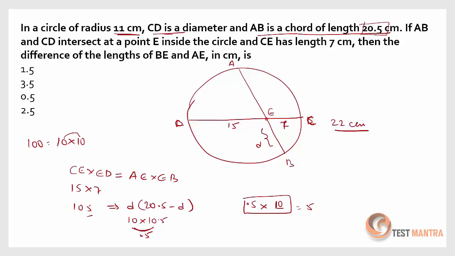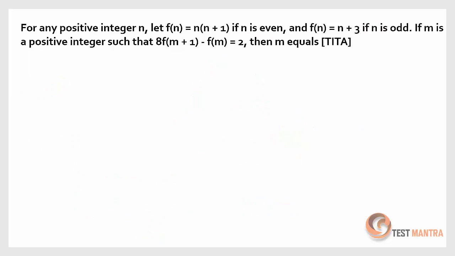So possibly the value is 10 and 10.5. Here we can check the values, but 10 and 10.5, so the difference is nothing but 0.5. So I can also utilize the options to work on these kind of values.